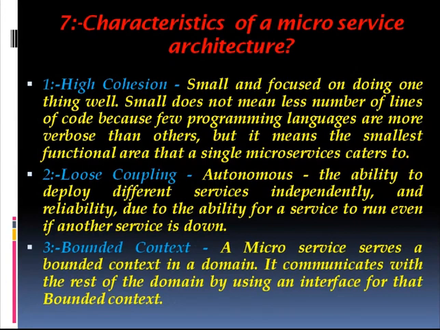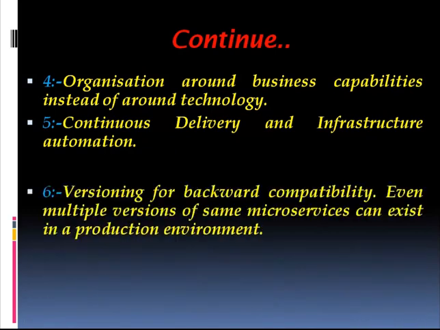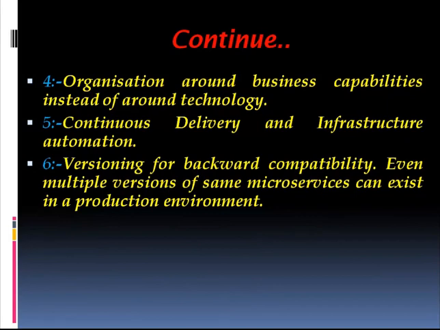Another is bounded context. A microservice serves a bounded context in a domain. It communicates with the rest of the domain by using an interface for that bounded context. Another characteristic is organization around business capabilities instead of around technology. So organizations are mainly focused on business capabilities. Then continuous delivery and infrastructure automation, so we can continuously deliver the development and automate the infrastructure.